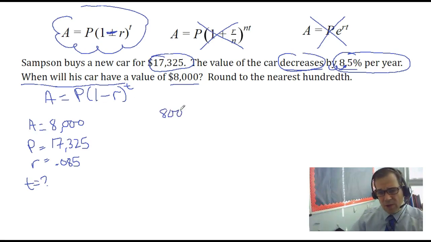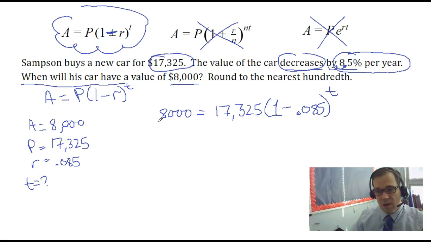So $8,000 is going to equal $17,325. 100% of the value minus 8.5% of the value every year for how many years? That's what we're trying to figure out. Now as we go through and try and solve this, in this form it's pretty gross looking, so what we want to really do is just take a minute to pause and simplify.